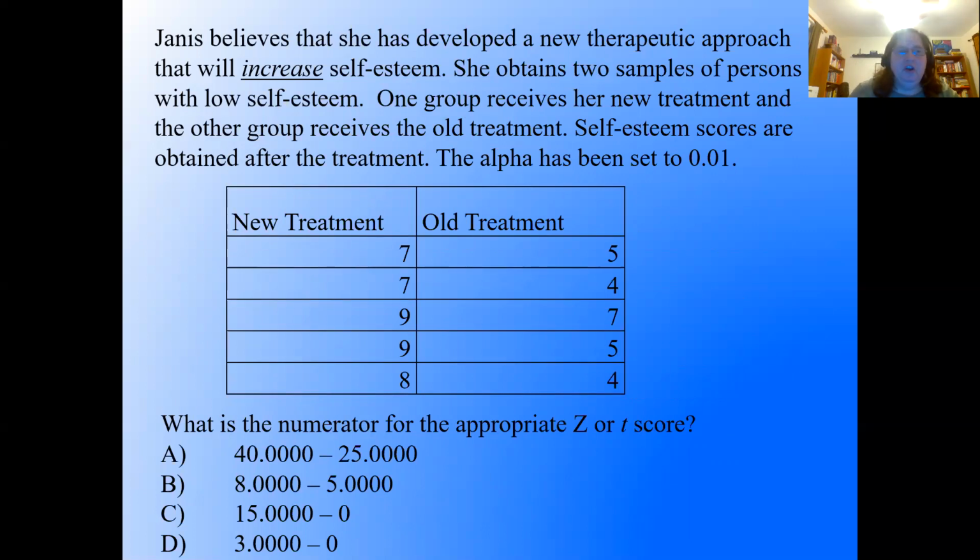Okay, so what is that? It's x bar 1 minus x bar 2. And if we took the mean of the new treatment, we would get 8. If we took the mean of the old treatment, we would get 5. If you chose D, 3 minus 0, that means you thought it was a dependent samples t-test, I suspect, and you looked at the differences. So you did your calculation right, you just did it for the wrong test.